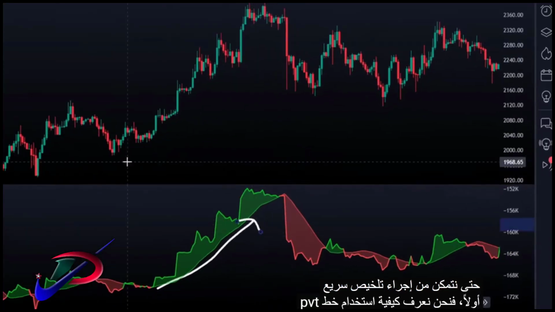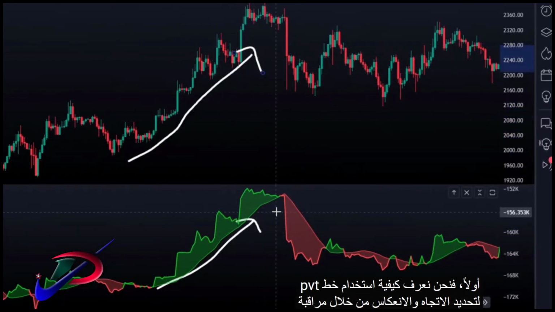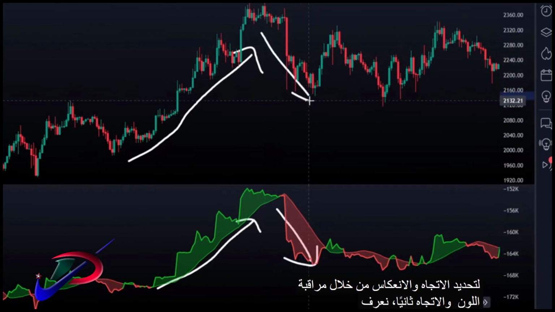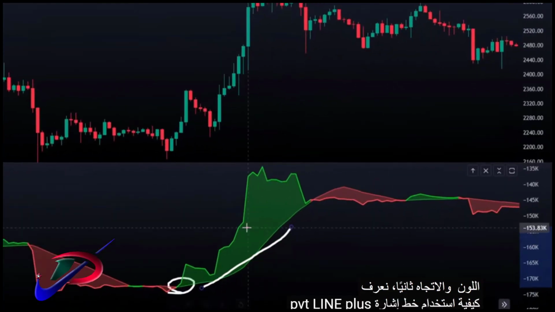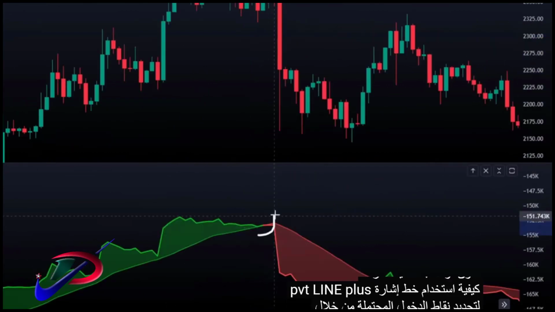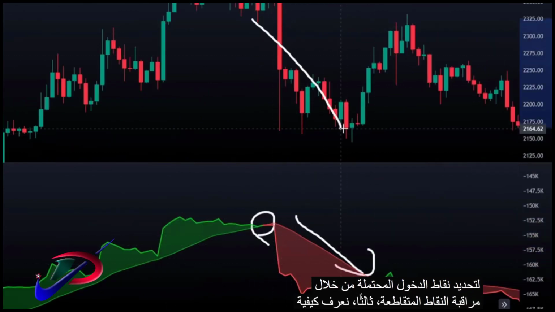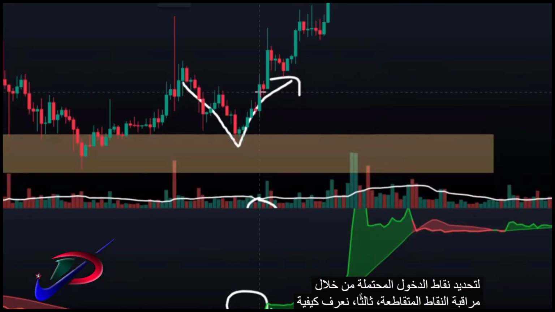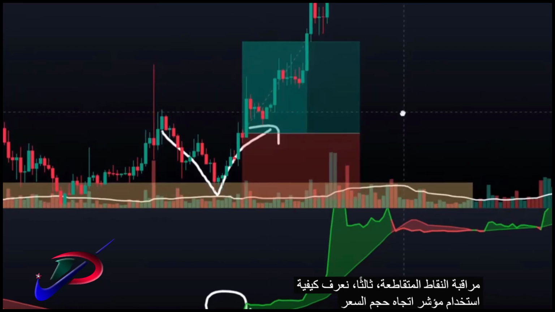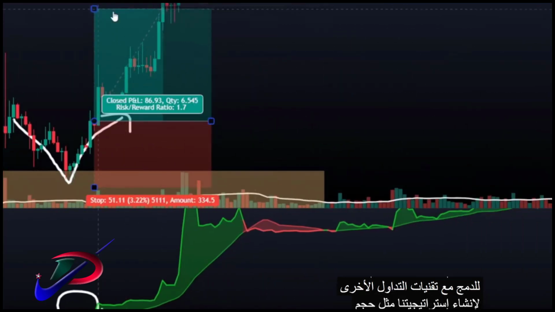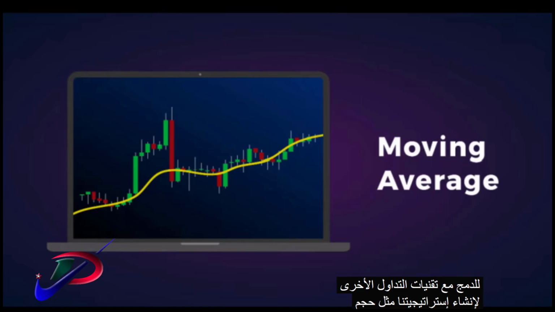First, we know how to use the PVT line to identify trend and reversal by observing the color and direction. Second, we know how to use the PVT line plus signal line to identify potential entry points by observing cross points. Third, we know how to use the price volume trend indicator combined with other trading techniques to create our strategy, like volume, EMA, supply and demand.